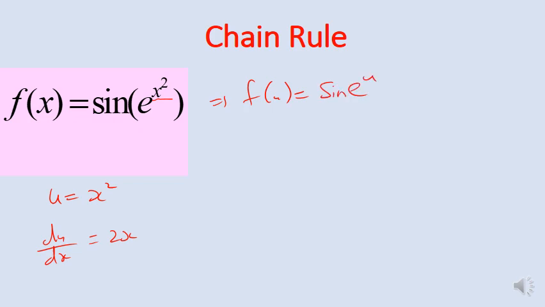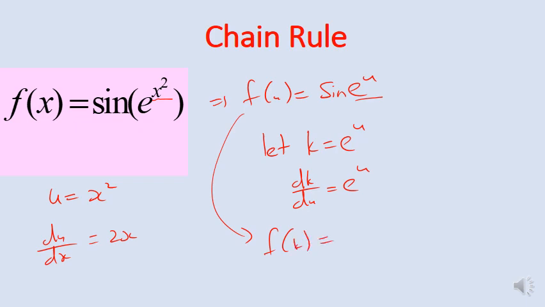So this function now becomes f of u, which is sine of e to the u. I still like it to look like sine x, so it makes sense to introduce a new variable. That variable I'm going to call k. So let e to the u be k. So what is dk du? dk du is e to the u. So this function has now become f of k, which is sine k.